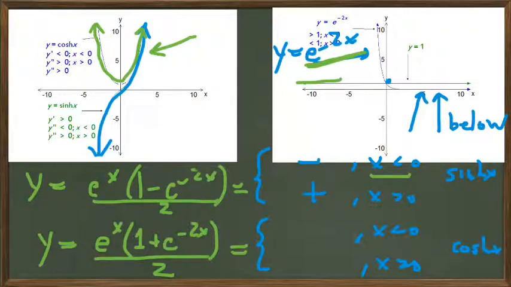When we go to examine the signs for cosh x, we see that everything is positive, right? e to the x is positive, the 1 is positive, e to the minus 2x is positive, and so we get a positive sign in both places. So the sinh function is negative when x is negative and positive when x is positive. The cosh function is always positive.